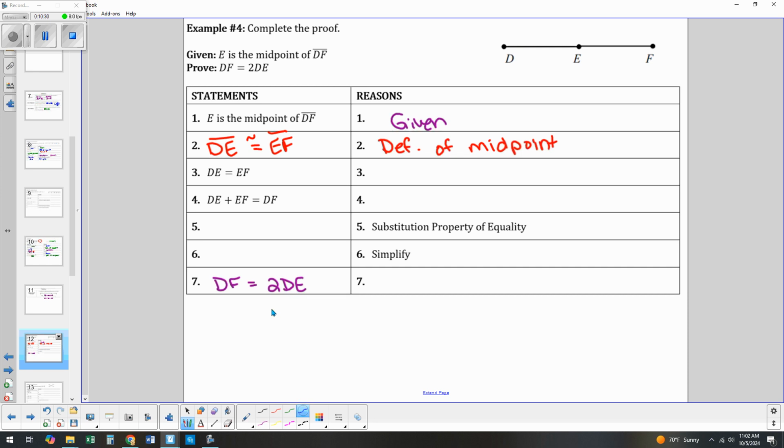In the next step, I've taken these same segments, but now I've said their measures are equal. So that's the definition of congruence. And now I have DE plus EF equals DF. I have not seen anything with addition before. I have not even seen DF before. So something tells me this came out of nowhere. And I'm going to look at my picture. DE is this piece plus EF is this piece equals the whole thing. So that is the segment addition postulate. Anytime we create the equation to show one big segment is made up of smaller segments, that's the segment addition postulate.